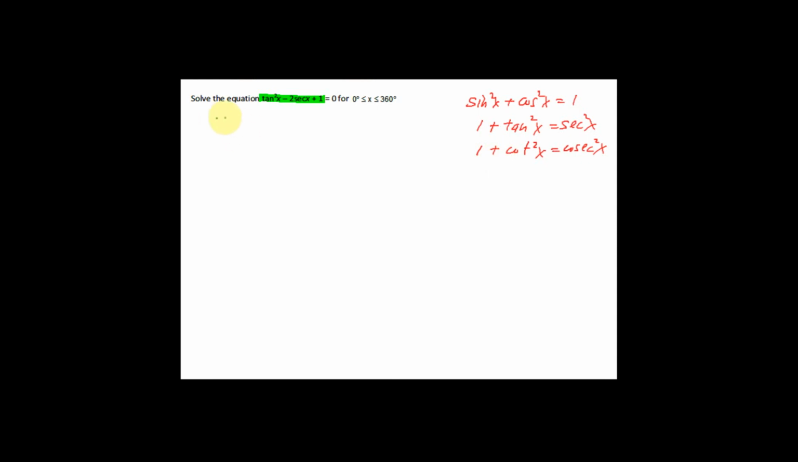So you can see here, for this question, you have tangent square x minus 2 secant x plus 1 equal to 0. You have a secant x here. Therefore, you should change your tangent square x to secant square x minus 1. 1 plus tangent square equal to secant square, so you bring your 1 over. Tangent square is secant square x minus 1. Why do I want to change to secant square x minus 1? This is because after I change tangent square to secant square x minus 1, I have minus 2 secant x plus 1 equal to 0. You can see now I reduce the equation to a quadratic equation in terms of secant x.